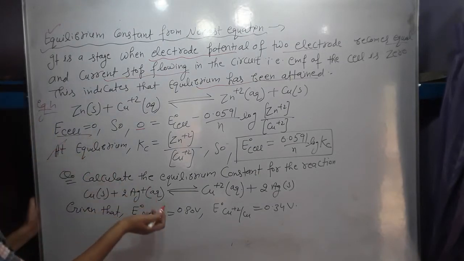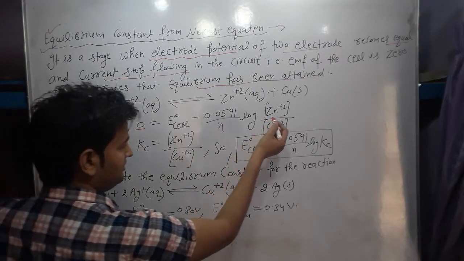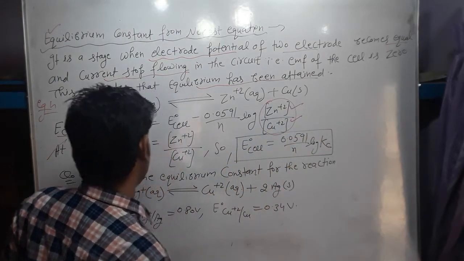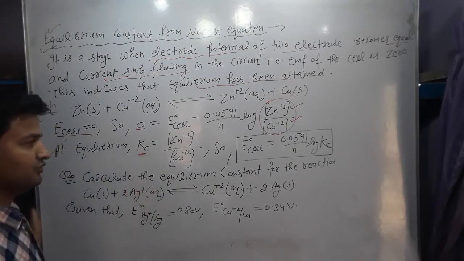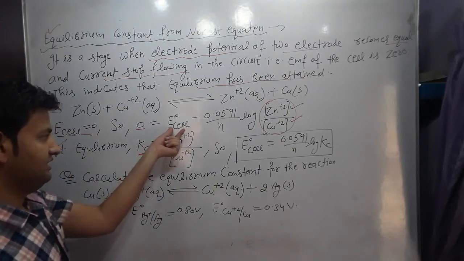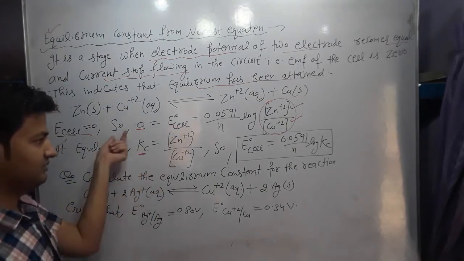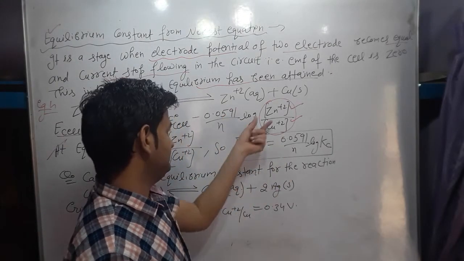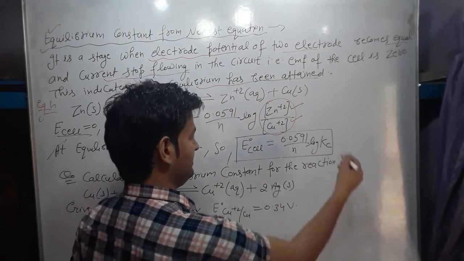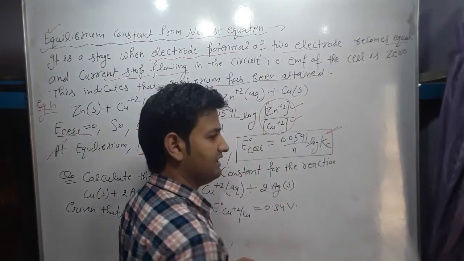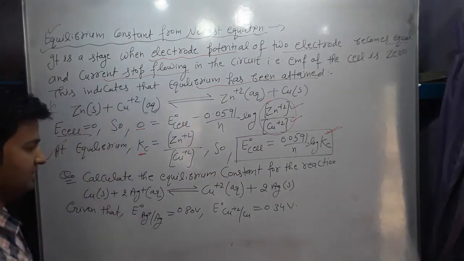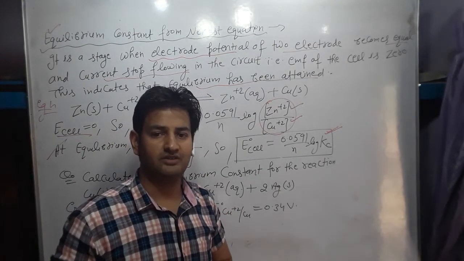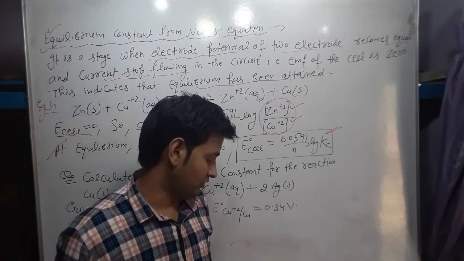At equilibrium, we know that the ratio of the concentration of product to concentration of reactant will be equal to the equilibrium constant. So we bring E naught of the cell to this side: E naught of the cell is equal to 0.0591 over n times log Kc. So we can calculate the equilibrium constant from this equation. E naught of the cell is equal to 0.0591 over n log of Kc.